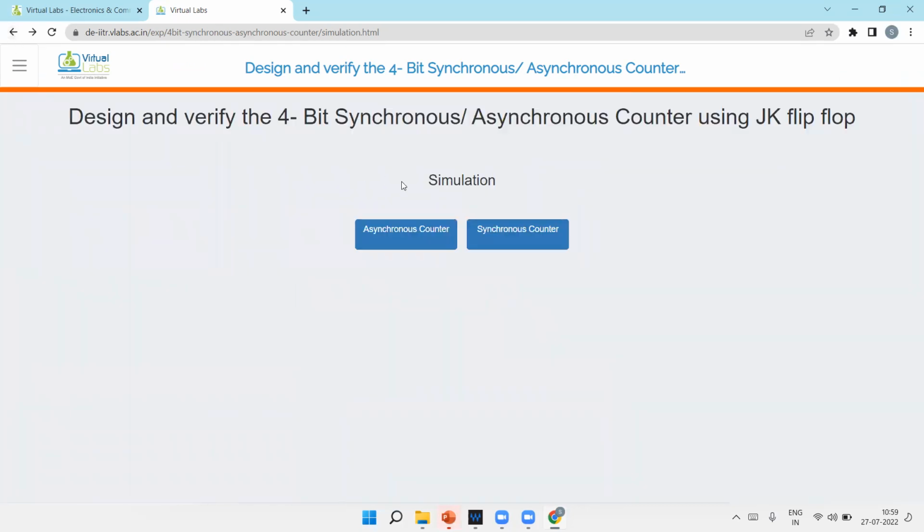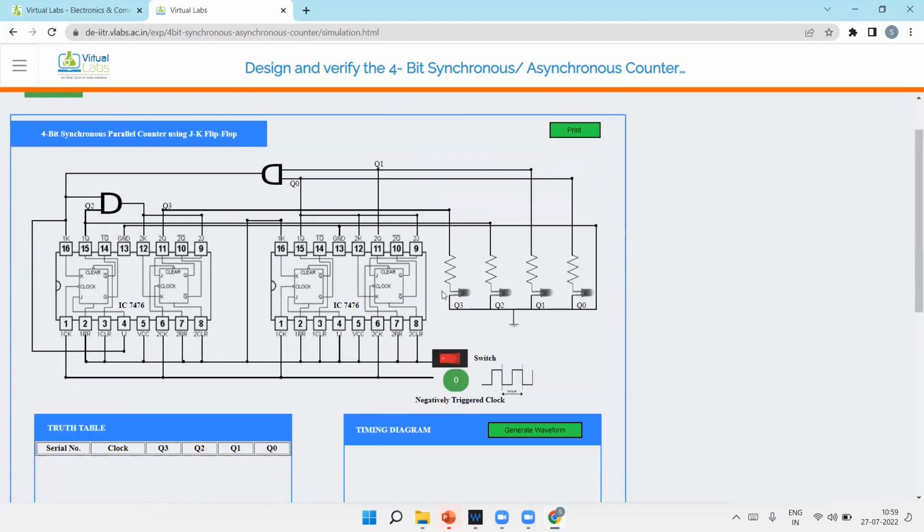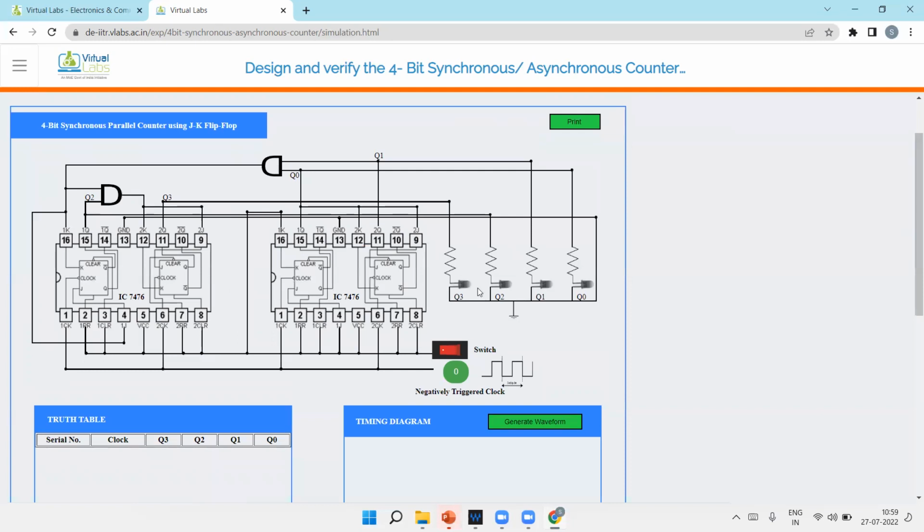Now next, the synchronous counter. In the simulation, the same circuit is used. The same ICs will be used because 4 flip-flops are used, but the difference is the AND gates. Here AND gates are required. First, Q0 you get directly, but for the second stage Q0 and Q1 are multiplied. For the third stage, Q0, Q1 and Q2, all three are multiplied, and then we get the output. Okay, that is the circuit.